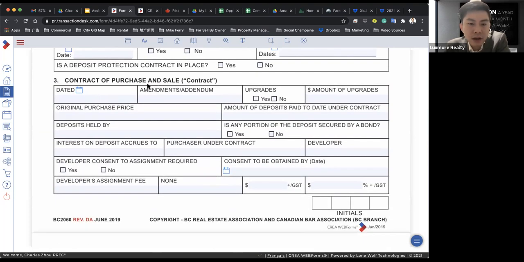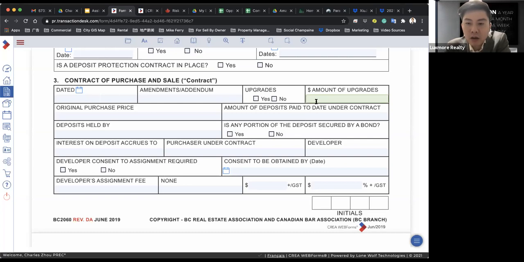Section 3 is contract to purchase. So you just fill in the date for the original agreement and the amendment; this one normally you just leave empty. You have to read through the amendment for any updates or upgrades for your unit, because for example, it'll take $3,000 to $5,000 for an upgrade of an additional island, additional parking, or additional locker, right? You have to check yes or no if there's any additional upgrade, and then put the amount here.